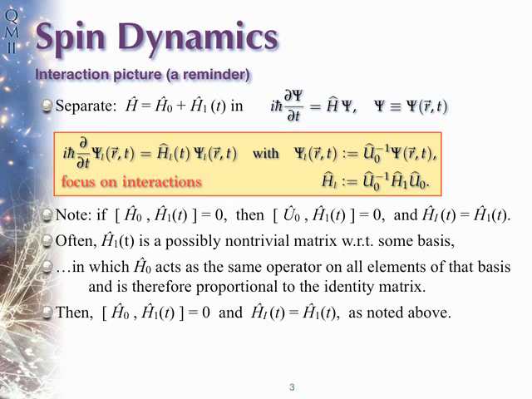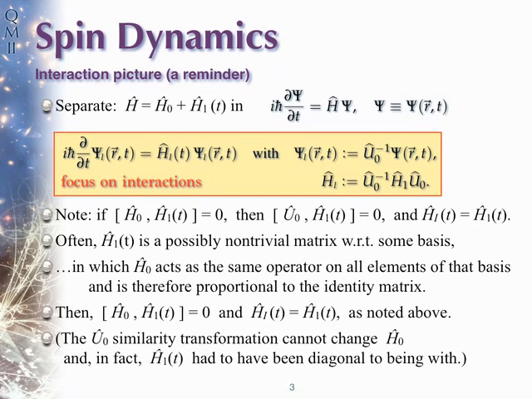Well then, the relationship that the commutator of H0 with H1 is 0, and that the dressed interaction picture Hamiltonian is actually the same as the H1, as noted above, can also be thought of as the fact that the U0 similarity transformation cannot possibly change H0, because U0 is the exponential of H0, and it turns out that if H0 and H1 commute, then H1 would have to be represented as a diagonal matrix to begin with, not a general non-trivial matrix. So this can be useful sometimes in visualizing how this all looks.